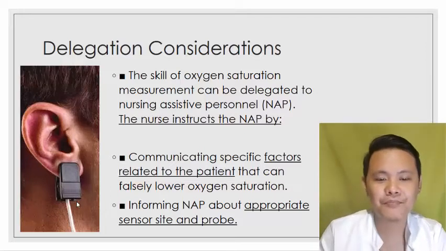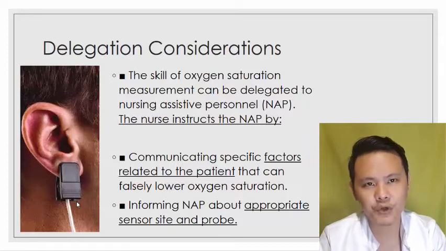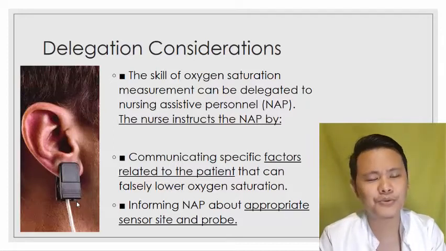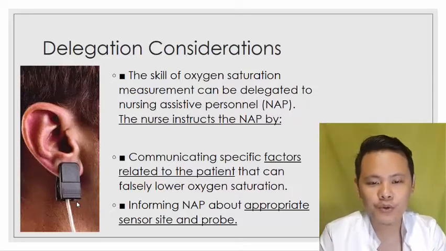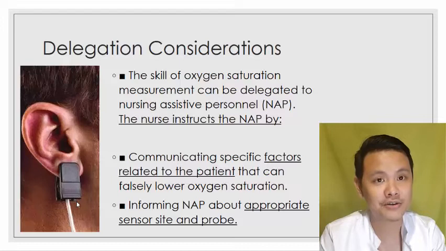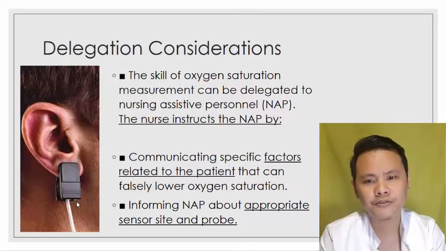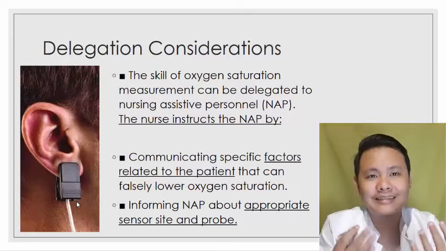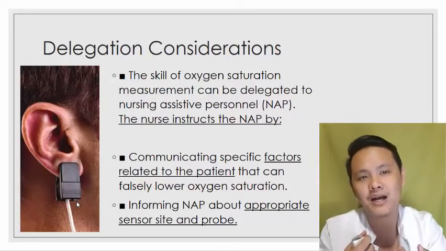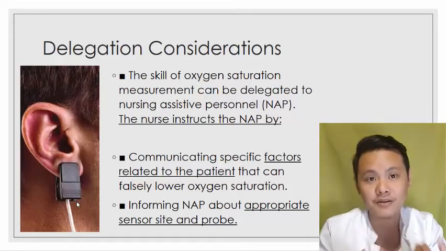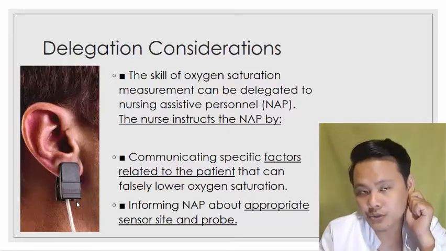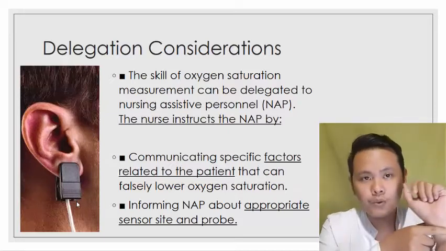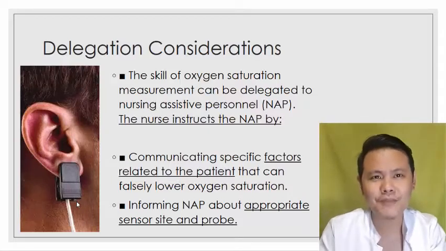Okay? Provided na we will tell our NA or NAP what are the factors related to the changes. Ano kaya mga factors na pwedeng magbago dun sa reading? So we have to tell that to the NA. What else? We have to inform the NA about the appropriate sensor sites and the appropriate probe. For example, walang kamay ang pasyente mo, walang daliri. So saan natin pwedeng ilagay? So we have to instruct our NA na pwede niyang ilagay sa other parts of the body. Okay, pwede rito sa forehead, even in the bridge of the nose. We can also use the earlobe, even around the arm, around the foot. Pwede yun. Depende sa case natin.